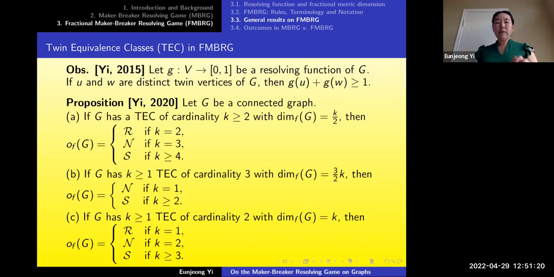So this part is comparable to what happens with respect to TEC, which stands for twin equivalence class. What happens with respect to the twin equivalence class with certain cardinality, and I need the additional restriction of the fractional metric dimension being certain values, then I can establish these things. But if I try to go through it, it's too complicated. So I will demonstrate in the next picture. Next.